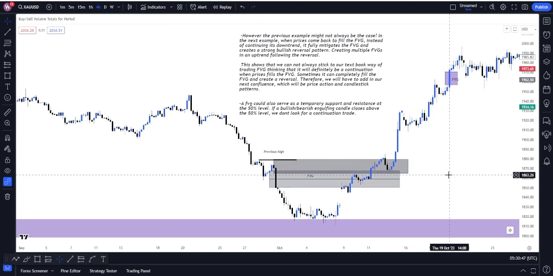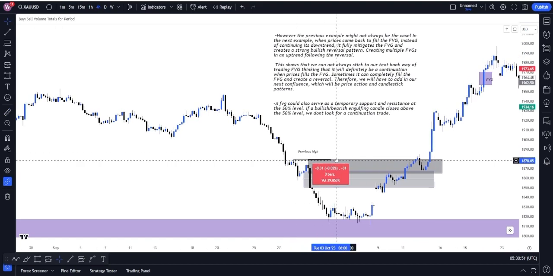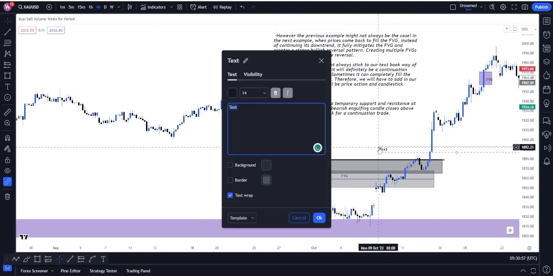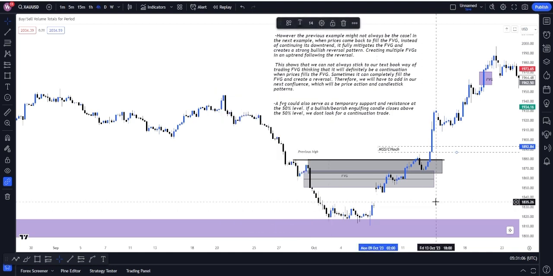So will you be selling in this market? No. You know why? Because your previous high here has been broken as well. If you can see here, the previous high has been broken, creating what we call a market structure shift or change of character, your CHOCH, which we will be talking about in our next lesson as well.